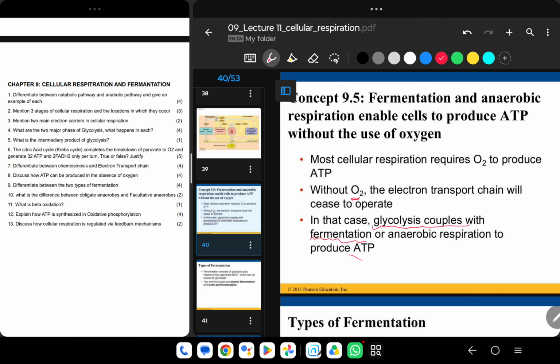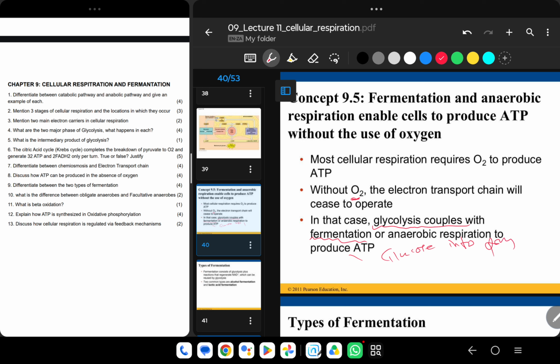So they want us to discuss how ATP can be produced in the absence of oxygen. ATP can be produced in the absence of oxygen by coupling glycolysis with fermentation or with anaerobic respiration to produce ATP. So as you explain this, you can talk about the breakdown of glucose into what?